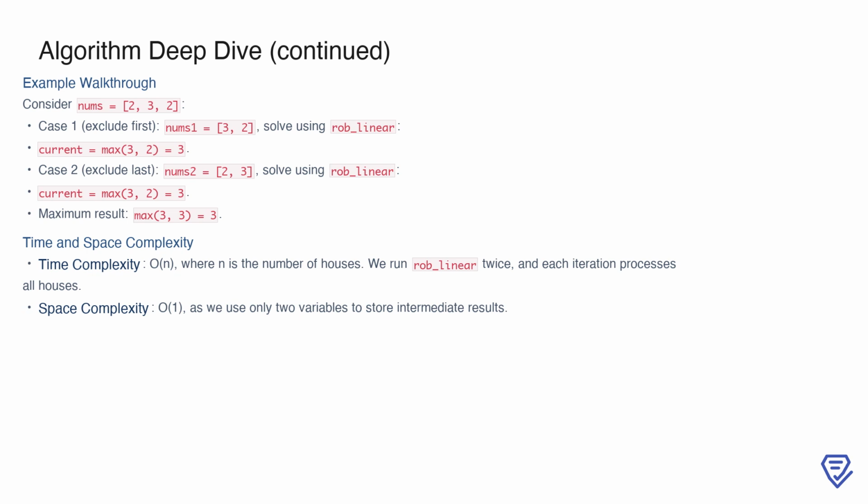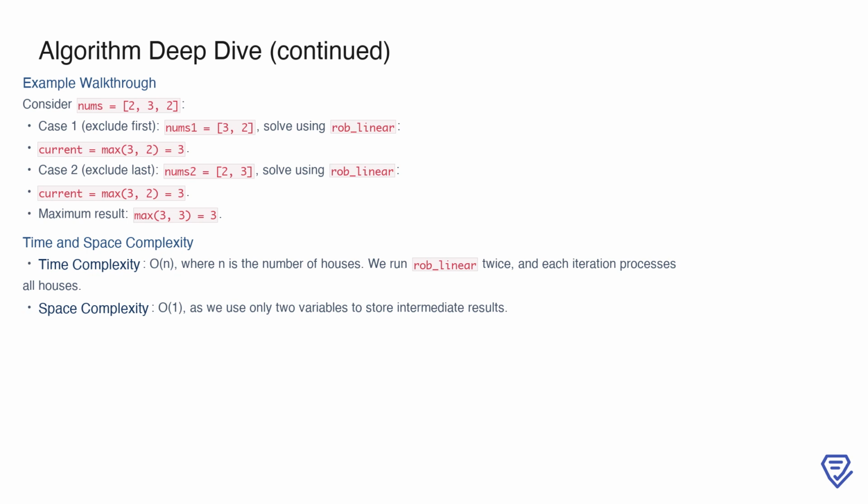Consider the array nums equals 2, 3, 2. First, for the case where we exclude the first house, the subarray becomes nums1 equals 3, 2. Using the rob_linear function, we find the maximum money is max(3, 2) equals 3. For the second case, where we exclude the last house, the subarray is nums2 equals 2, 3. Again, applying rob_linear, the result is max(3, 2) equals 3. The overall maximum is max(3, 3) equals 3. From this, we conclude that the maximum amount of money we can rob is 3.